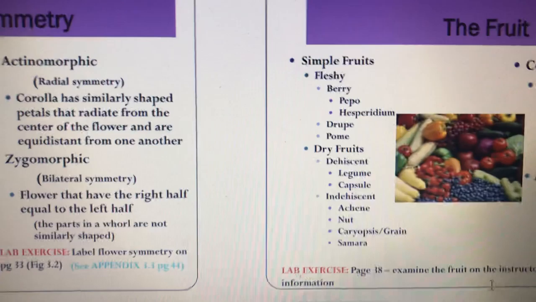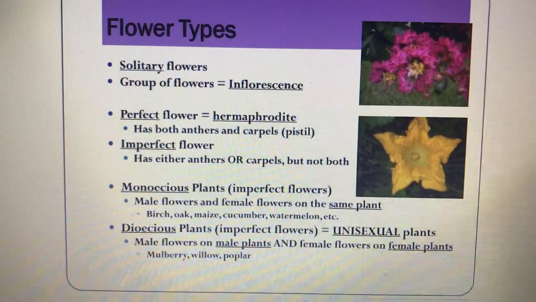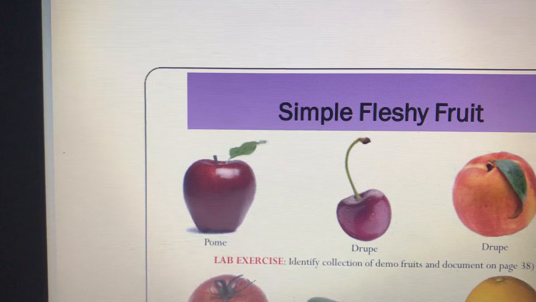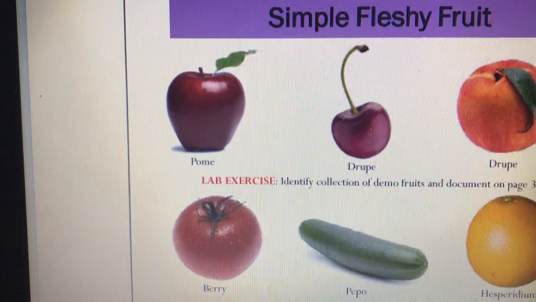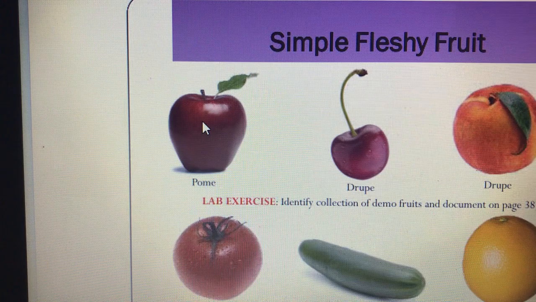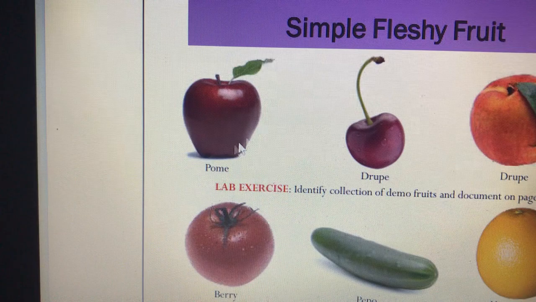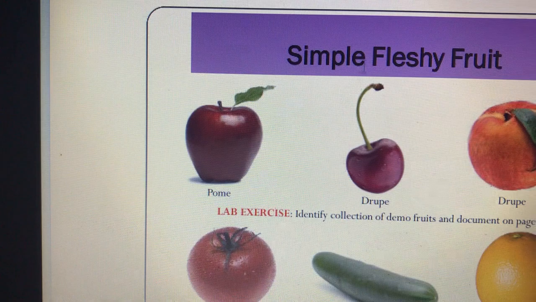Okay, so what does inflorescence mean again? Inflorescence is just another term for groups of flowers. Okay, these are simple fleshy fruits. Simple fleshy fruit examples are the pome, which is another name for an apple, but this is what we call it. Pome, the drupe, which is a cherry. Simple fleshy fruit, pome, drupe.